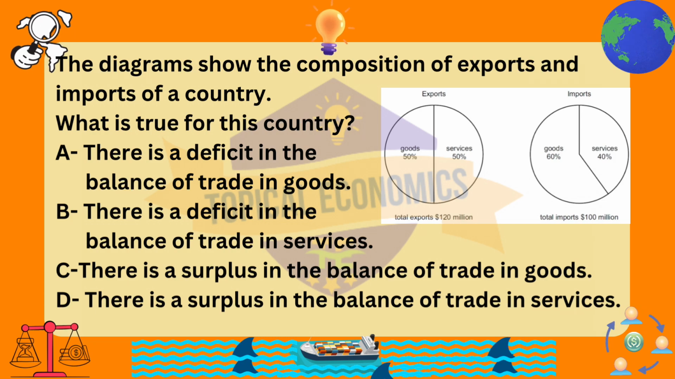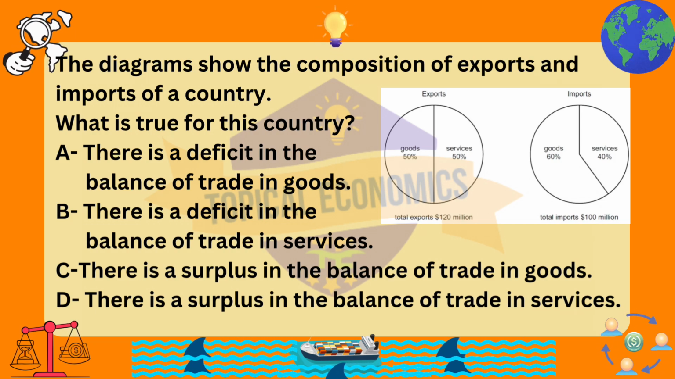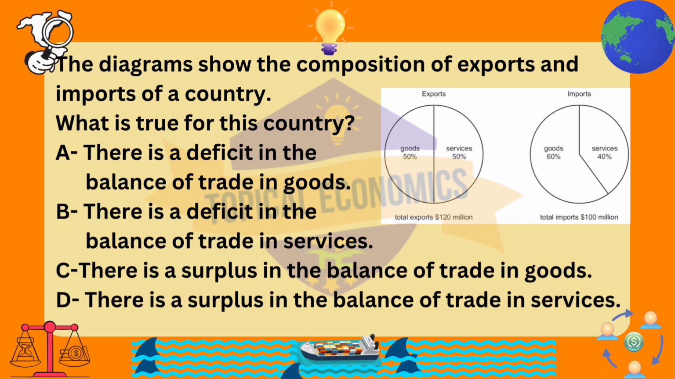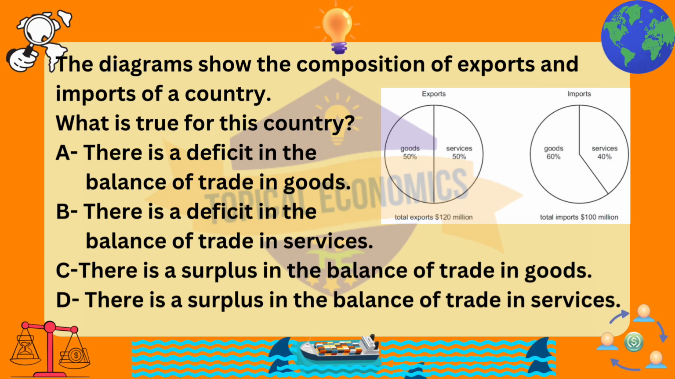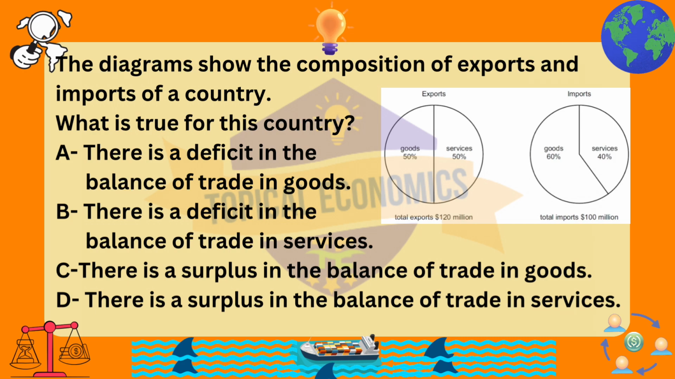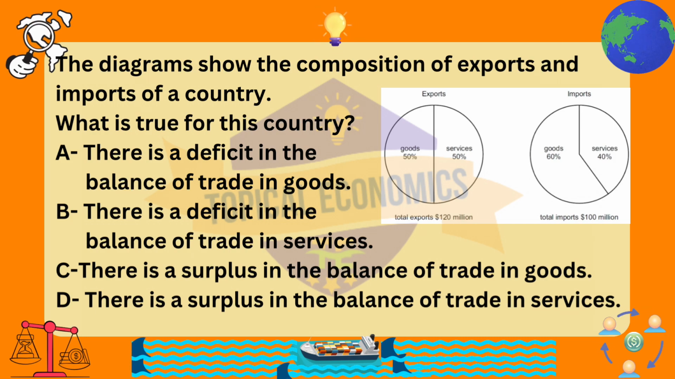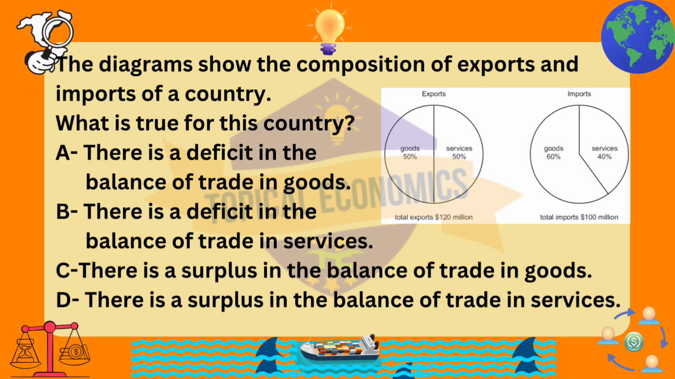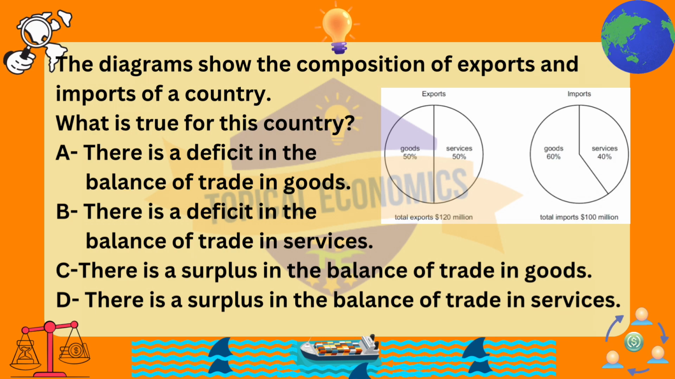The diagrams show the composition of exports and imports of a country. What is true for this country? A. There is a deficit in the balance of trade in goods. B. There is a deficit in the balance of trade in services. C. There is a surplus in the balance of trade in goods.